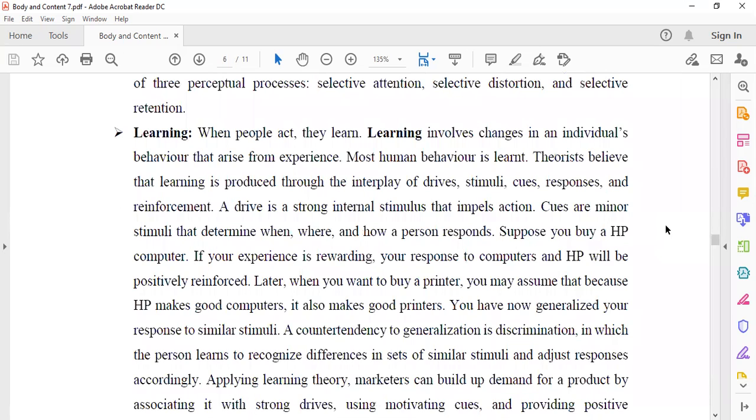The third psychological factor is learning. Learning involves change in behavior that comes from experience. And a lot of times, human behaviors are learned. And this learning is produced through the interplay of drives, stimuli, cues, responses, and reinforcement. If you perform an action and the experience is rewarding, there is a higher possibility that you perform the same action again.